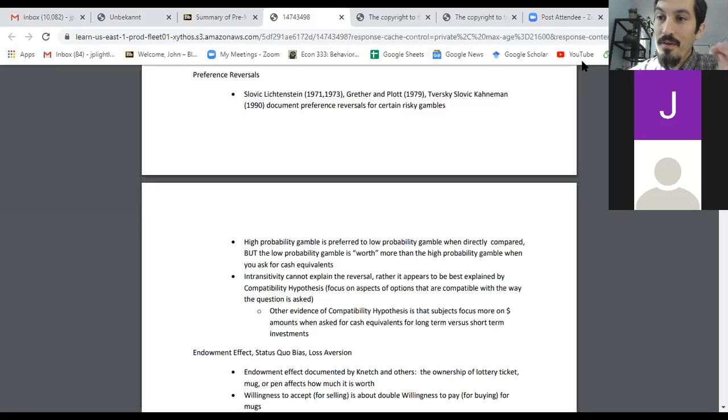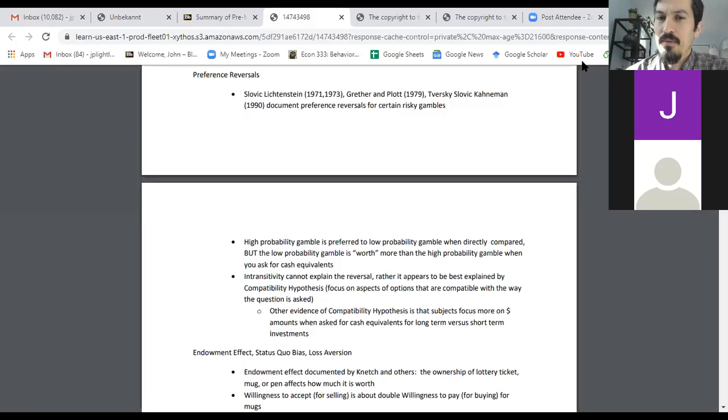But for preference reversals, they're not called Plott reversals. Charlie Plott is a good guy. I've actually met him. He was a guest speaker when I was a student. When I was a student in behavioral economics, I had Charlie Plott come to my class and give us a little talk and do some experiments with us. So I still remember him.